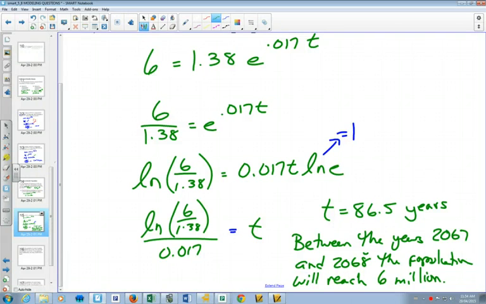So between the years 2067 and 2068, the population will reach 6 million. Yes? That would be fine. As long as you've got the 86.5 here, you could show your math that becomes 2067.5, and then your written statement shows that you have an understanding of what's happening. So because it's a word problem, it's good to have that written statement there.